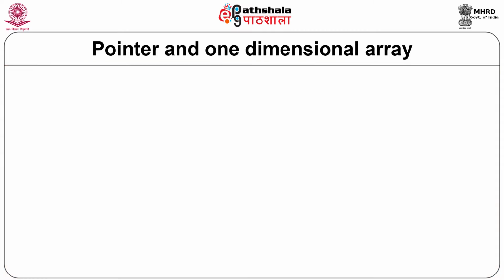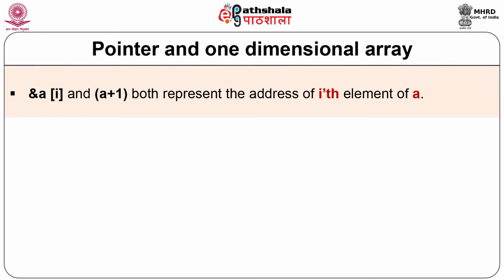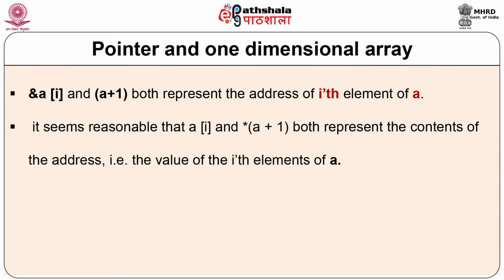In general, &A[i] and A + i both represent the address of the ith element of array A. It seems reasonable that A[i] and *(A + i) both represent the contents of the address, that is, the value of the ith element of array A.